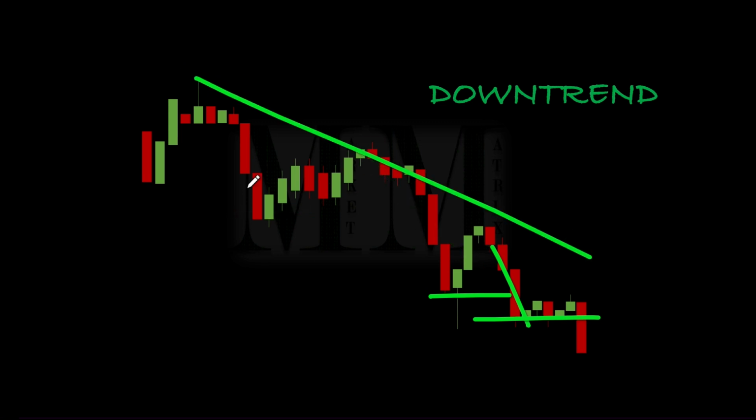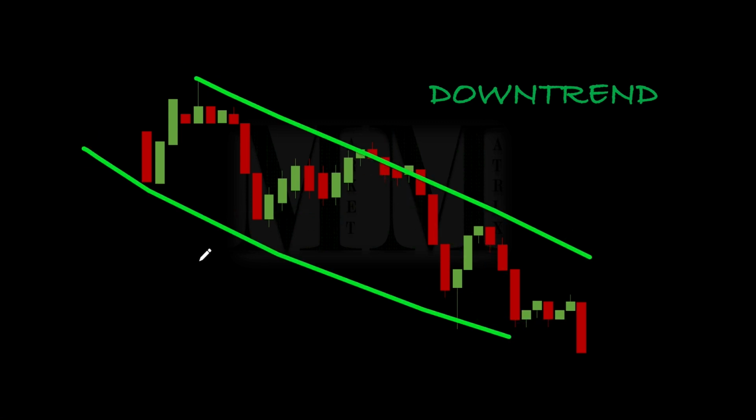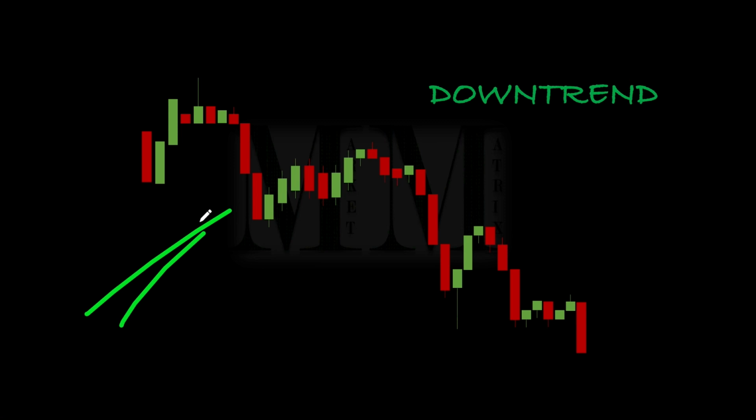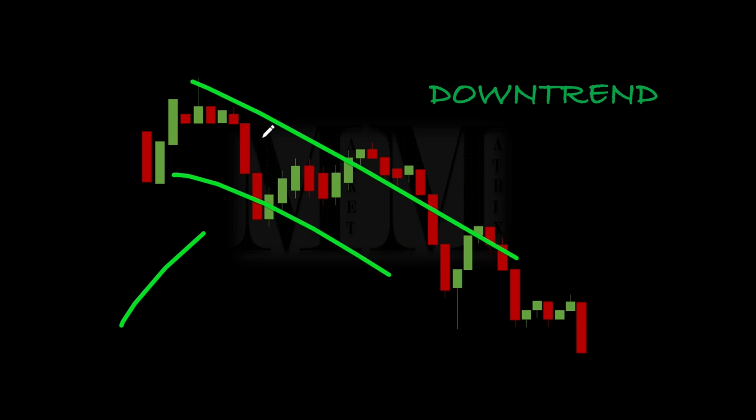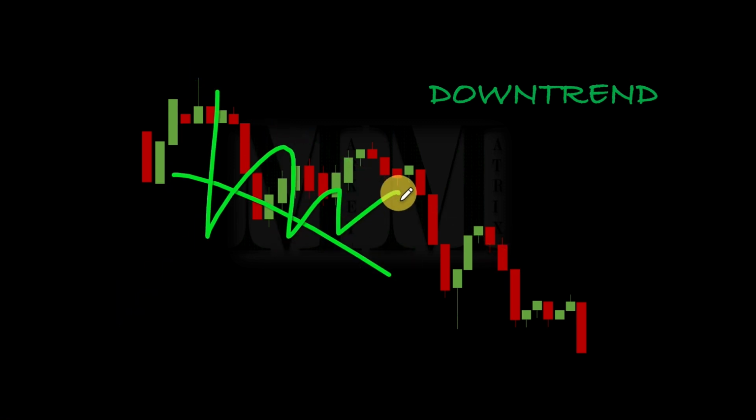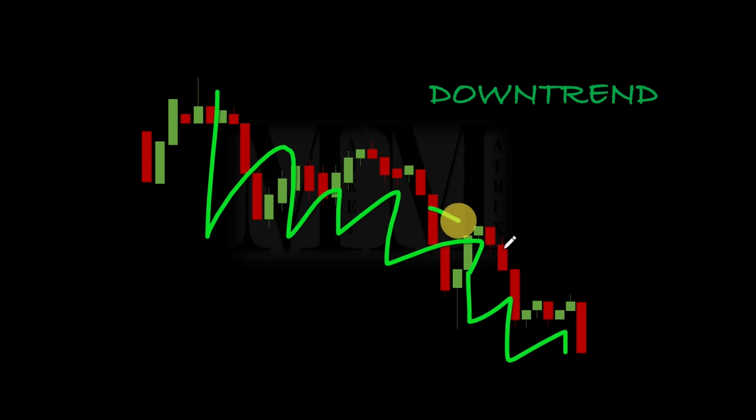So we could see lower highs, lower lows, and the uptrend was higher highs, higher lows. This is lower highs, lower lows. So we see it's in a downtrend. The trajectory for this is lower. It's in this channel, but it is going lower.